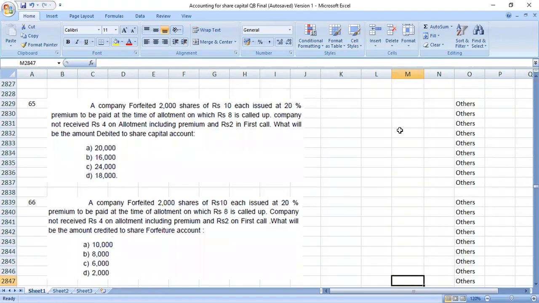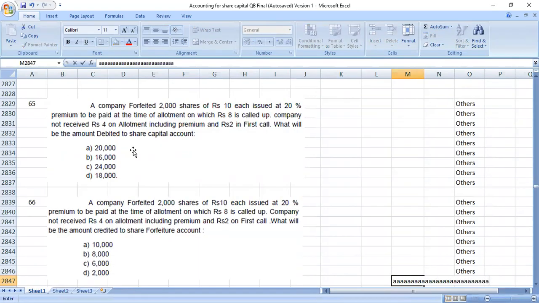A company forfeited 2,000 shares of 10 each, actually 20% premium to be paid at the time of allotment, on which 8 is called up. The company not received 4 on allotment, including premium of 2 in first call. What will be the amount due? 8 called up, 2 first call na 6 rupees. 4 rupees allotment due. Appo 4 rupees pochu. So 2 rupees is the application money.